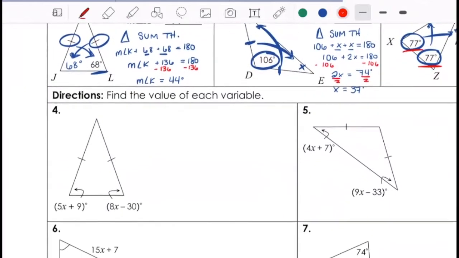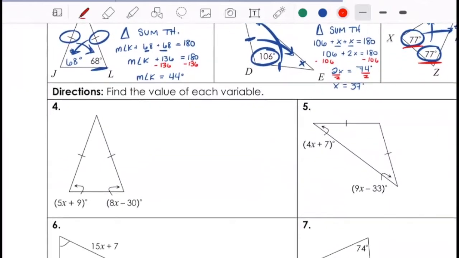Now, they can throw some straight up algebra at us, and that's okay. We like that. We can handle that. So they give us an isosceles triangle. I know it's isosceles because they got those 2 tick marks right there. Those 2 tick marks are telling me that those 2 sides are congruent. So because those 2 sides are congruent, the opposite base angles are congruent.